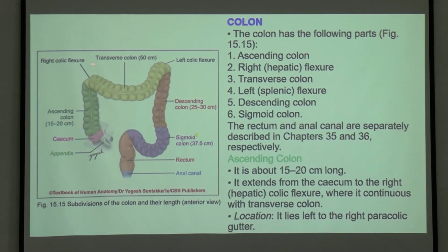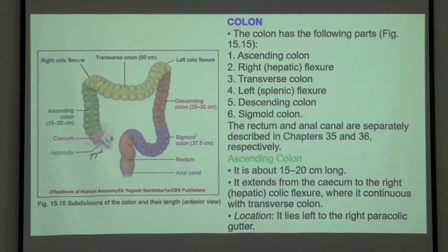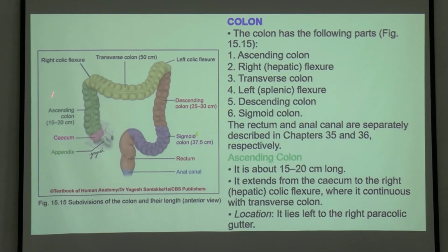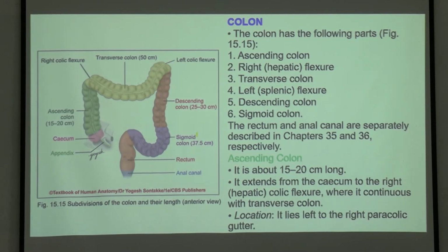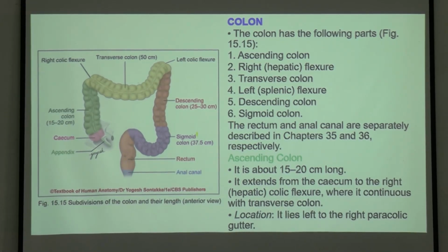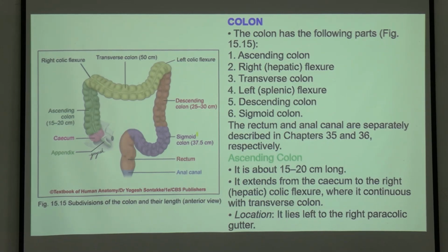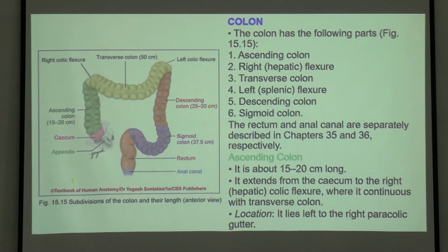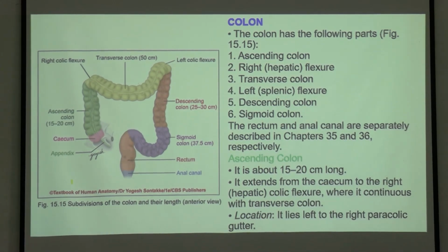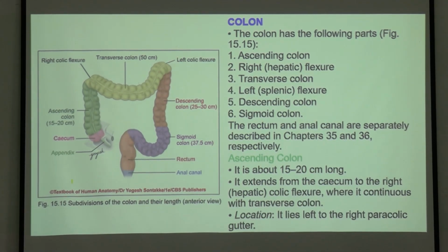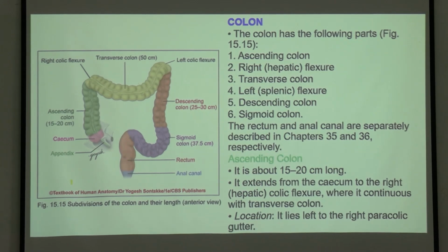So this area is called the right colic flexure and this is the left colic flexure. The right colic flexure is in relation to the liver. Due to the pressure effect of the liver, the right colic flexure is at a lower level, whereas the left is in relation to the spleen. We know the colic impression of the spleen, we have seen. So it is at a higher level.